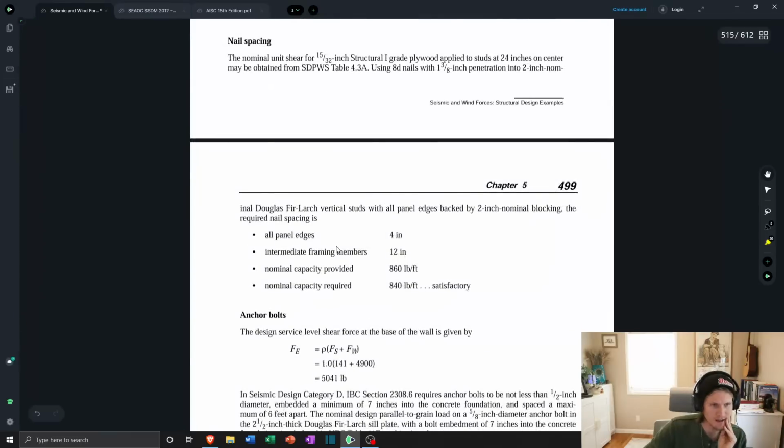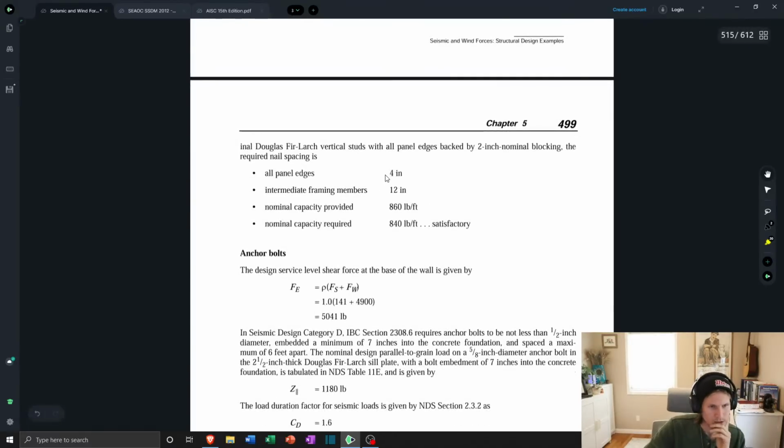And then, as you see here, panel edge is 4 inch. That's what I came to as well, so that's nice. And then intermediate frame members, 12 inches on center is kind of a typical standard. So we're good to go. What did they do? Oh, they did 8D nails. Yeah, you could do 8D nails. I did 10D nails, so I bumped it a little bit. Same everything besides the fact it's 10D nails, and then your fastener penetration is a little bit deeper. So, you know, I like that though.